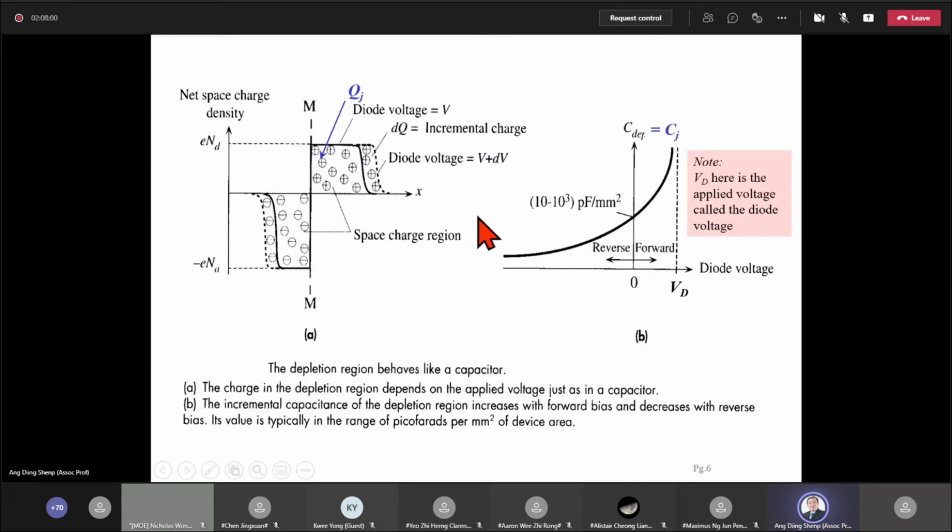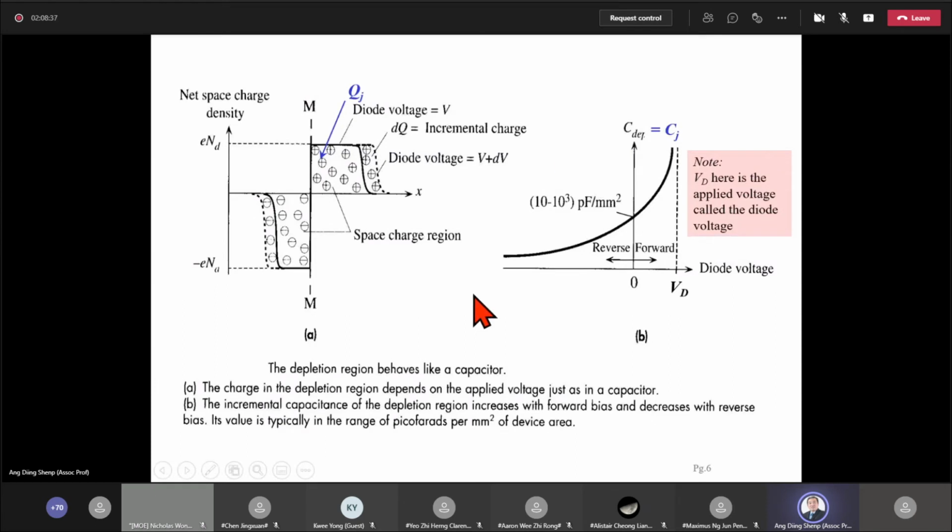Now imagine you increase the reverse bias slightly by an amount dV. So you're making the PN junction slightly more reverse biased by increasing the reverse bias by a small amount, dV or delta V. Because of that, the depletion region will widen slightly, right? And this widening of the depletion region is necessary to account for the change in the electric field across the PN junction due to the slightly more reverse bias voltage that you're applying.